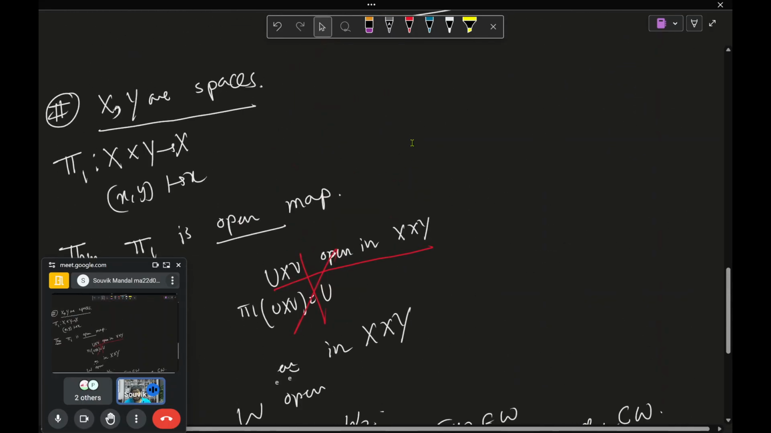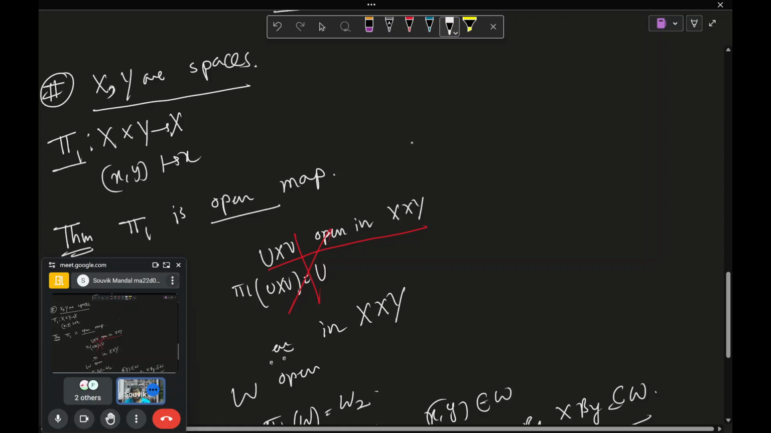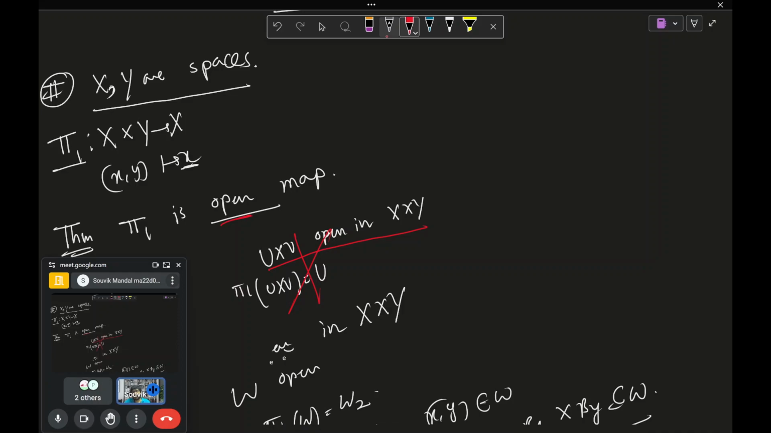So this is what we proved: the first projection map is open. Similarly, we can show that the second projection map is also an open map.